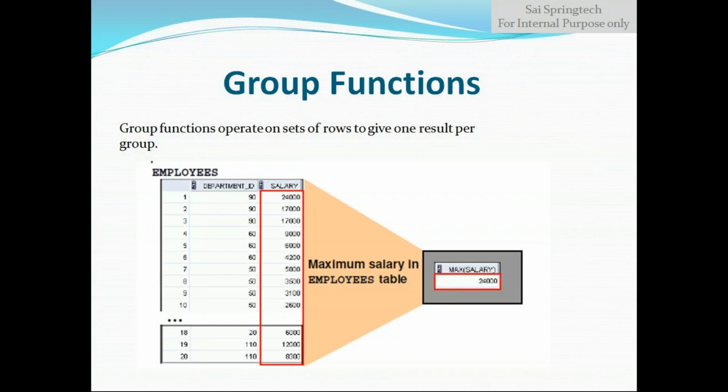So here you can see the group function is taking multiple salaries and giving me one single row. So unlike single row functions, group functions operate on sets of rows to give one result per group. Okay, these sets may comprise the entire table or maybe a part of a table, split into multiple groups like that. So let's see how that works. And what are the other different group functions we have.